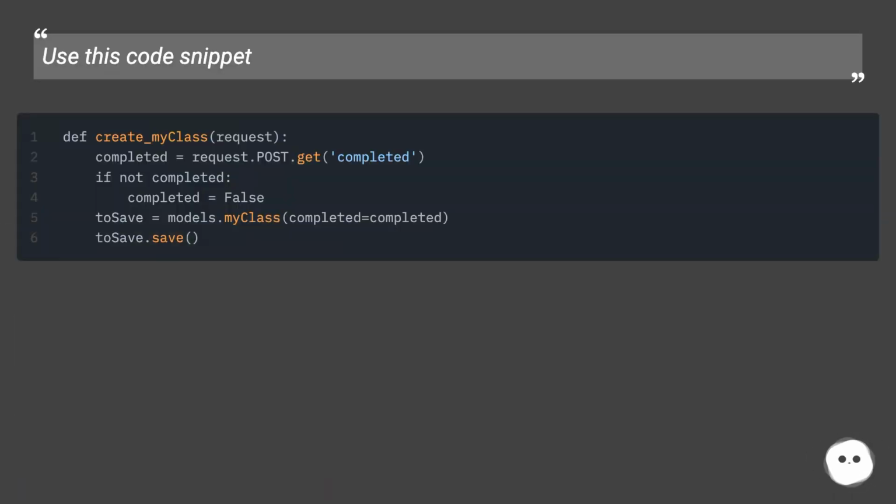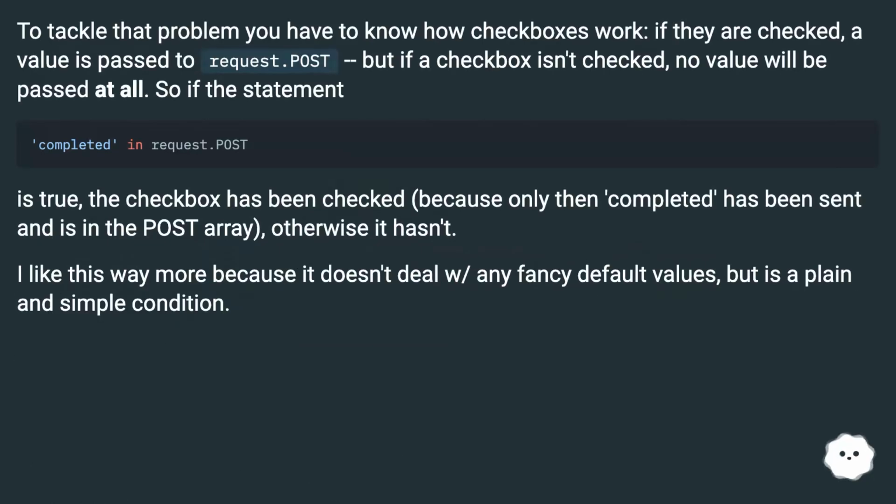Use this code snippet. To tackle that problem, you have to know how checkboxes work. If they're checked, a value is passed to request.POST, but if a checkbox isn't checked, no value will be passed at all. So if the statement is true, the checkbox has been checked, because only then a completed has been sent and is in the POST array, otherwise it hasn't. I like this way more because it doesn't deal with any fancy default values, but is a plain and simple condition.